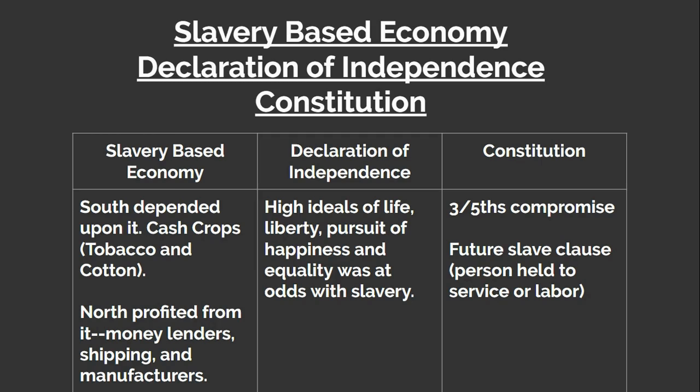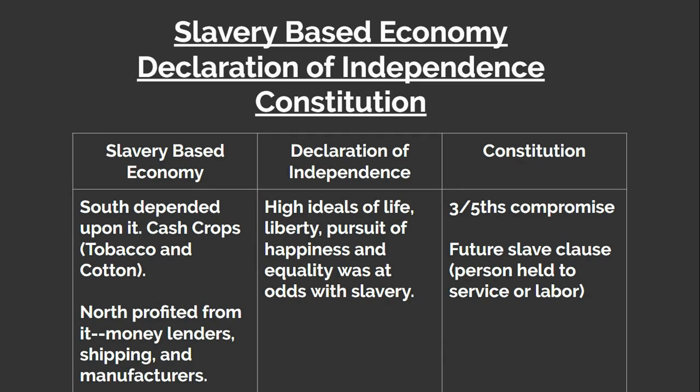In the Declaration of Independence, you have high-minded ideals of life, liberty, pursuit of happiness, and equality. And those were definitely at odds with slavery. So it was kind of hard to square that circle there with how do you, as a founding of this country, have those ideals, but at the same time have this brutal system of slavery. And then we get the Constitution.